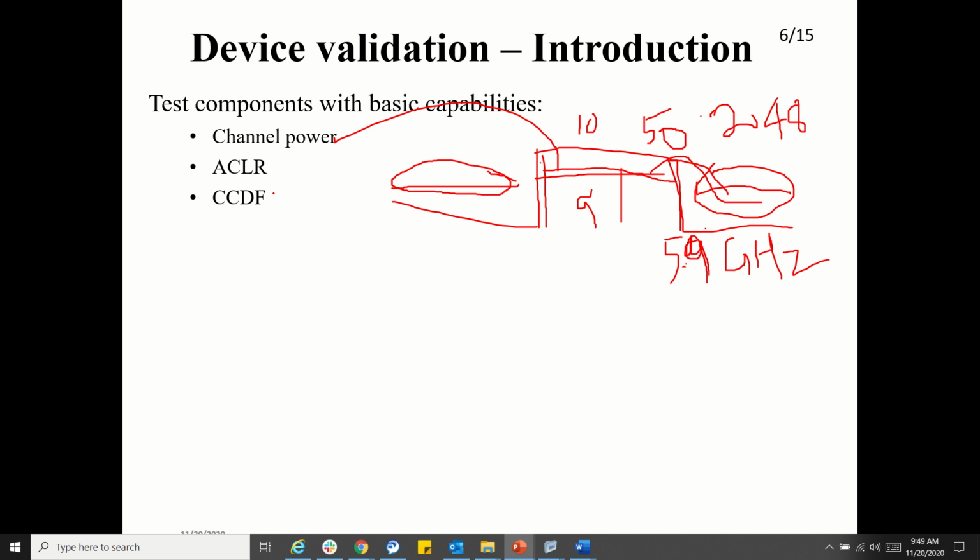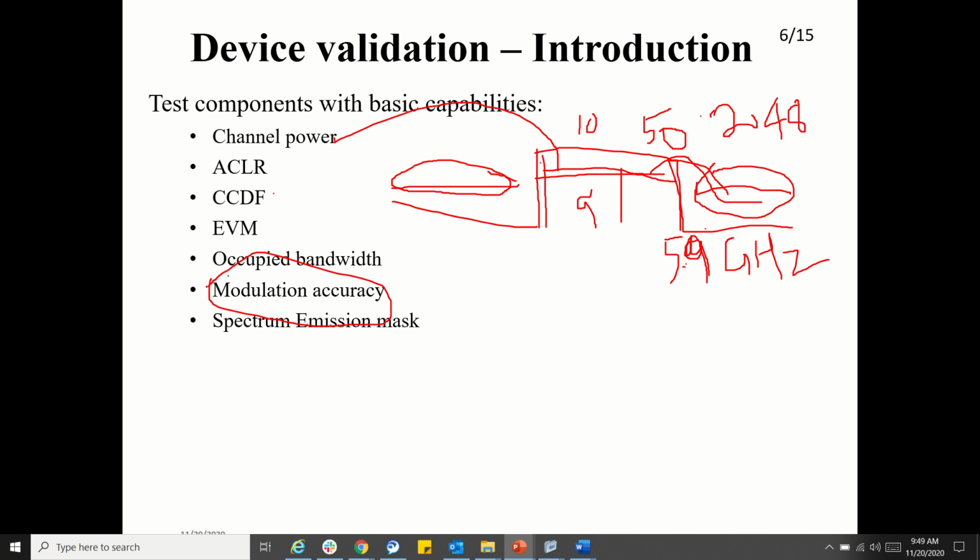Next is the complementary cumulative distribution function. I think this is especially for 5G, and we will measure the distribution function, which is basically calculated from the radiation pattern or something like that. And then EVM and modulation accuracy. We will talk about that later. EVM should be a subset of modulation accuracy.